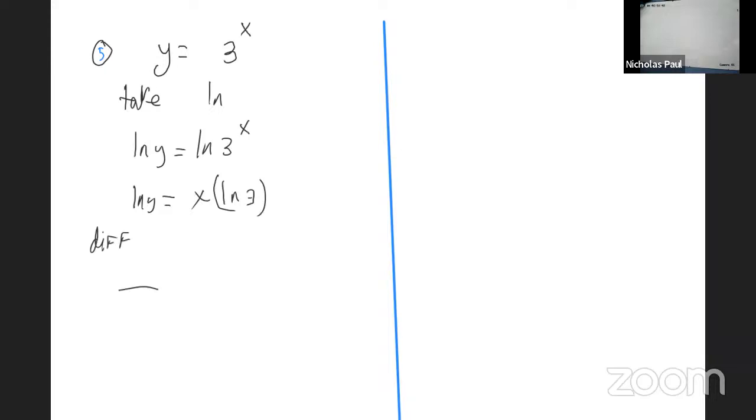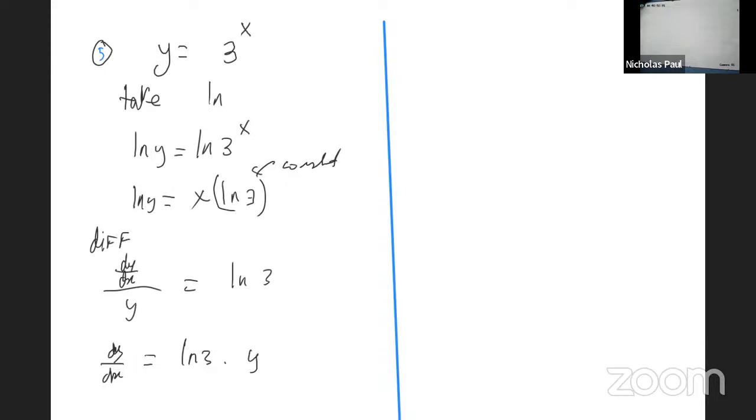The differential of ln y is dy dx over y. And here you'll get the differential of x ln 3 is just ln 3, because remember, this is a constant, right? If you want to work it out, feel free to work it out, right? But dy dx is equal to ln 3 multiplied by y.